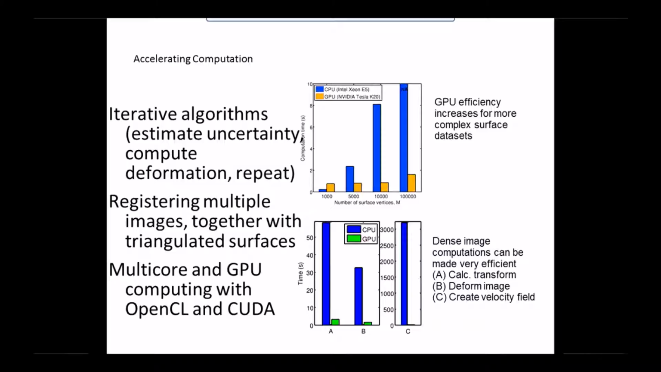The work we've done has involved multi-core and GPU computing with OpenCL. We're using the Tesla cards on the Stampede cluster, and we're hoping to get into multi-core computing and accelerators with OpenCL on Gordon. As well, we're using CUDA on the NVIDIA cards to try to speed things up.